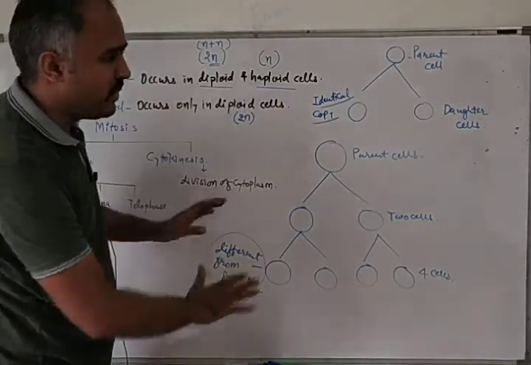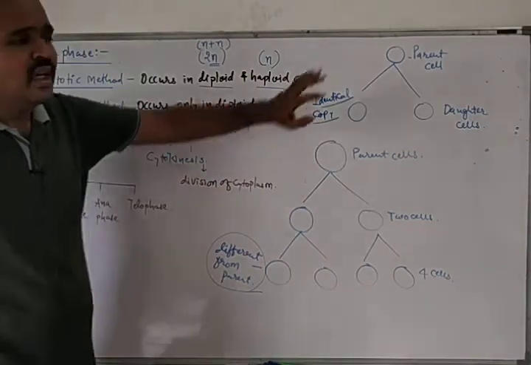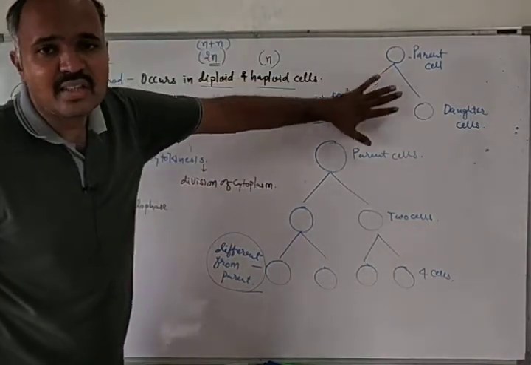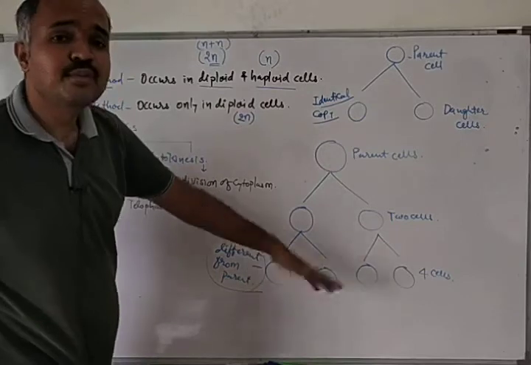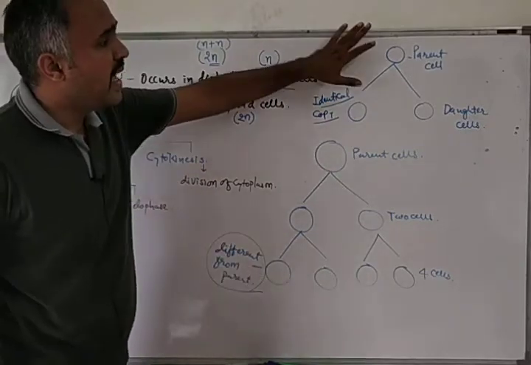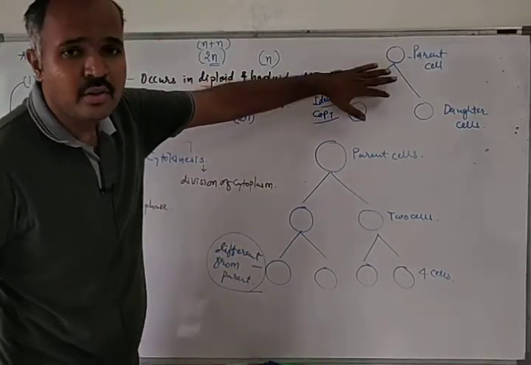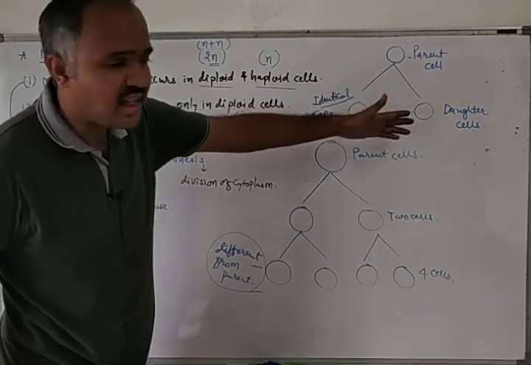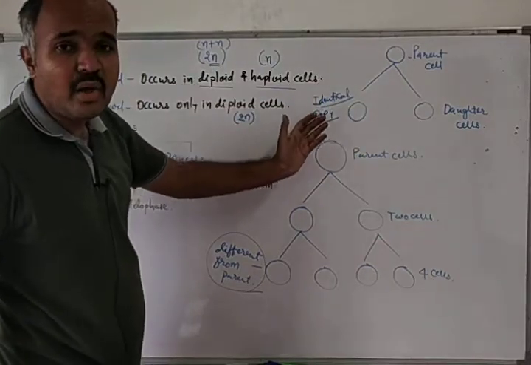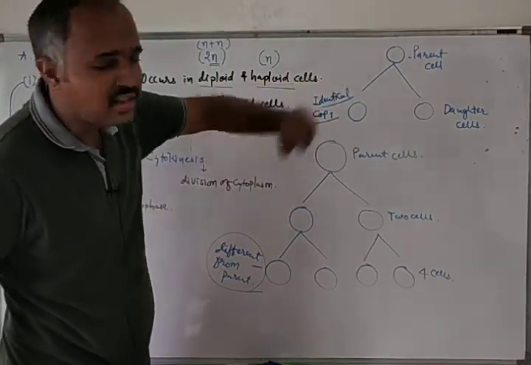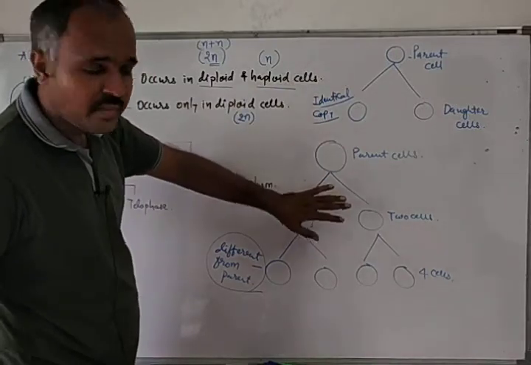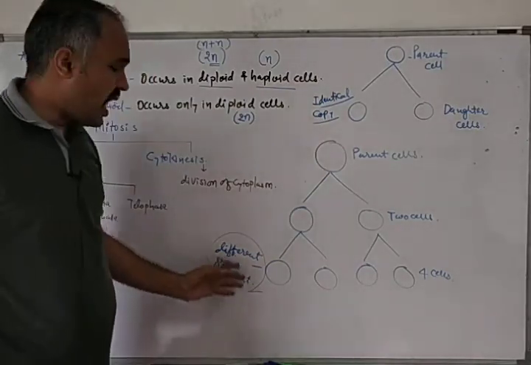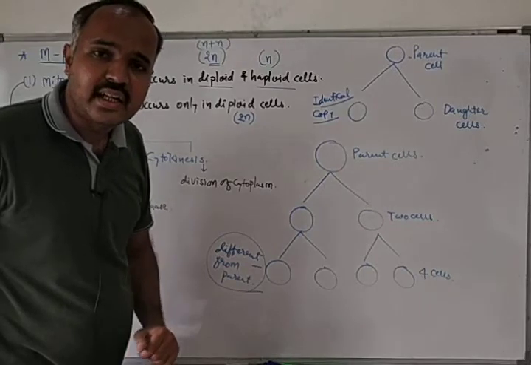And the second difference is, after mitosis 2 daughter cells are produced, and after meiosis 4 daughter cells are produced. Then third difference is that after mitosis the resulting 2 daughter cells are exact copy or they are identical to the parent cell, whereas in meiosis the resulting 4 cells are different from the parent cell.